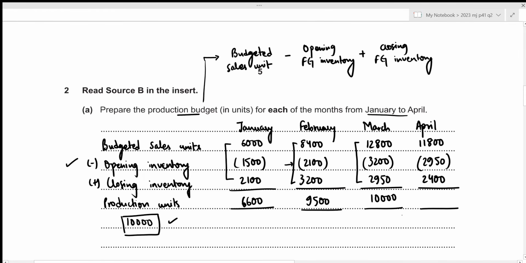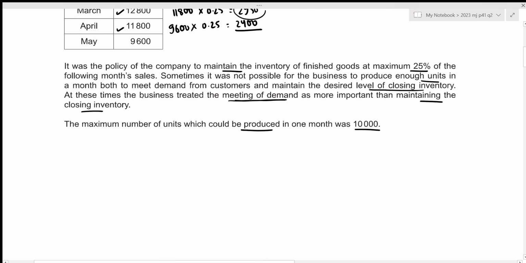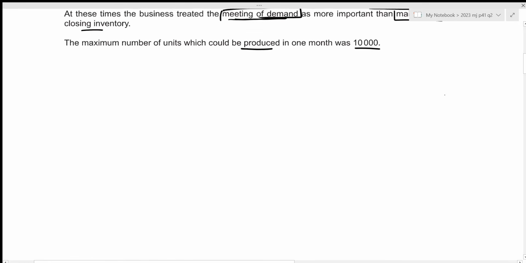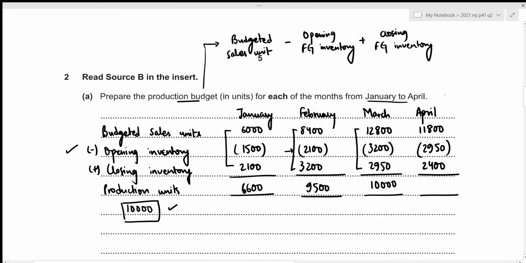Now, in order to make this 10,000, remember that we had another criteria again. At these times, the business treated meeting of demand as more important than maintaining the closing inventory. So we first need to change the closing inventory, and if that's not sufficient, we will then move towards changing the sales units.